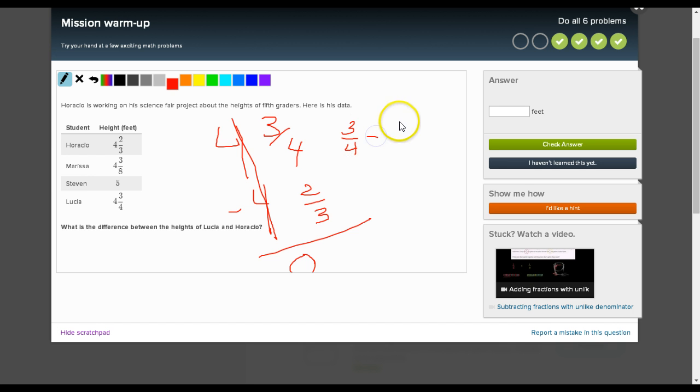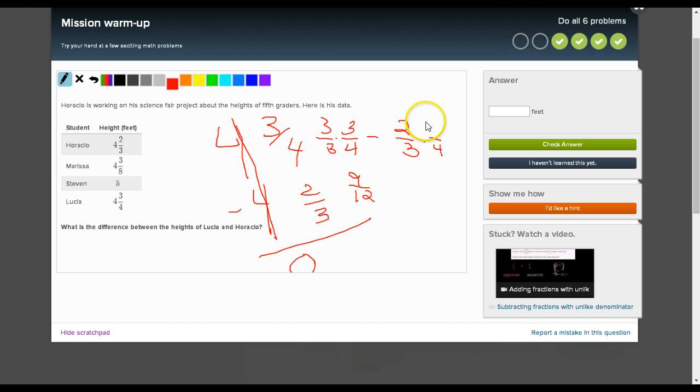Well, how can I do that? I have to find a common denominator. And how do we do that? We turn this into 12ths, so I'm going to multiply this by 3/3, right? 3/3 is 1, so I'm not changing this, and 3/4 is equal to 9/12, because 4 and 3 have a common multiple of 12. And now to get this to 12, I'm going to have to multiply by 4.